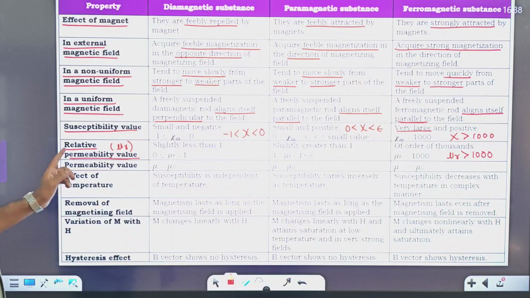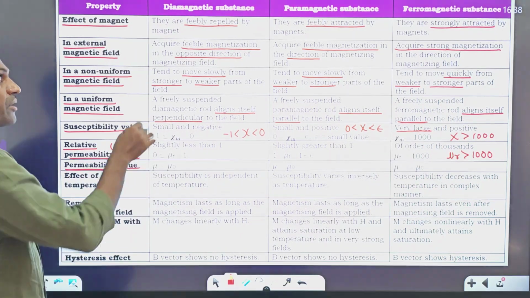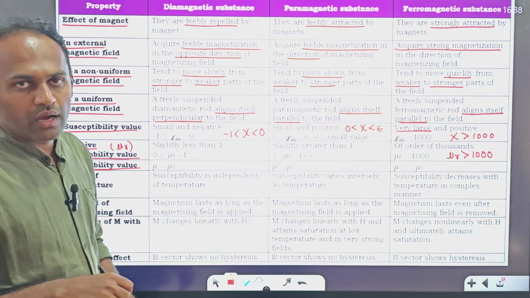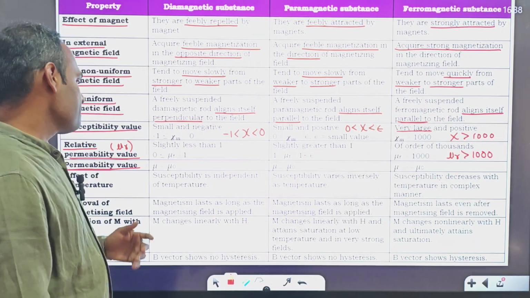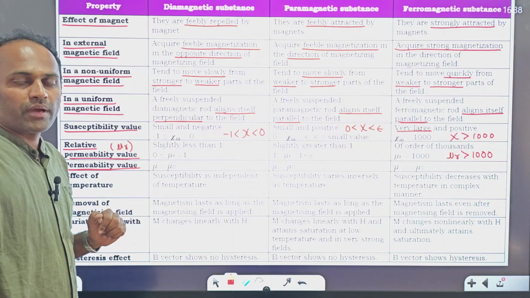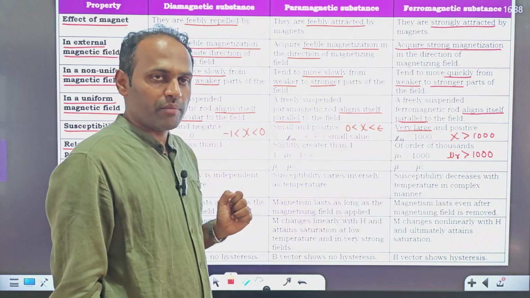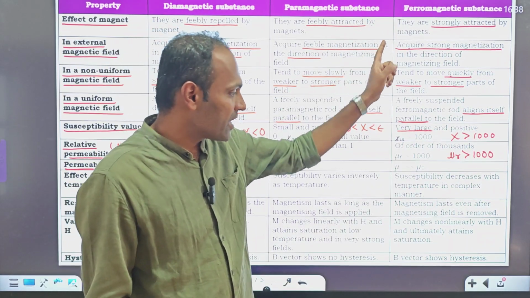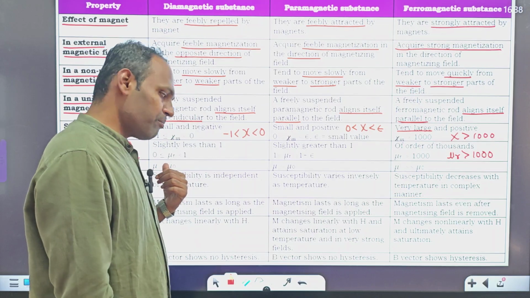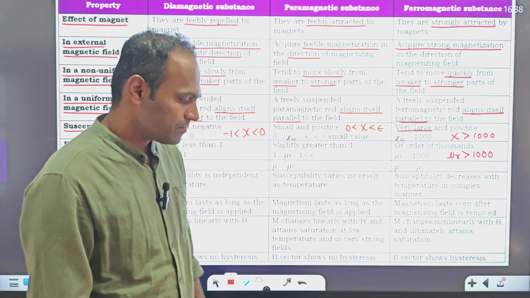Next, permeability. Here we will be comparing the permeability of these three materials with the absolute permeability. Permeability of diamagnetic substance will be less than absolute permeability. Permeability of paramagnetic substance is greater than absolute permeability. Permeability of ferromagnetic substance is very much greater than absolute permeability. Smaller than mu naught, greater than mu naught, very much greater than mu naught.